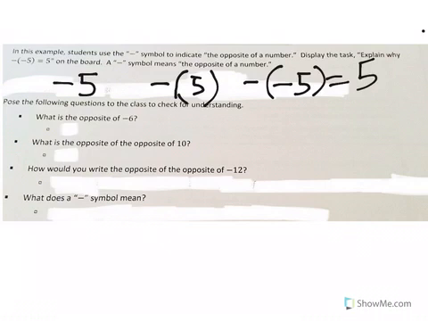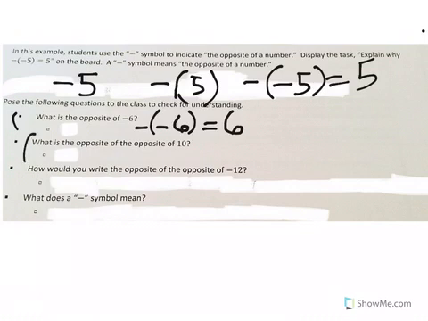So let's go down the line here. What is the opposite of -6? If I was going to write that, I'd take the number that I have, the -6, and I'm going to say, what is the opposite of that? Well, the opposite of -6 is +6, or just 6.